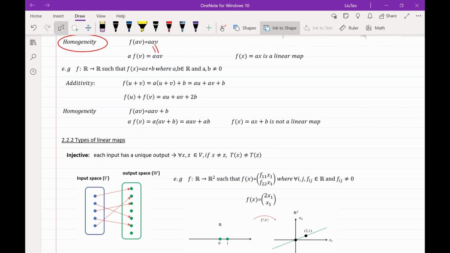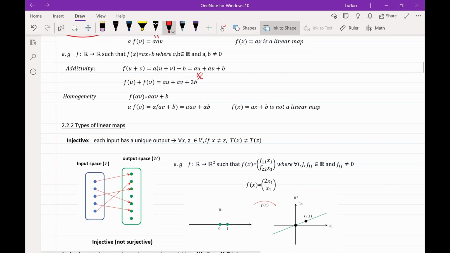For the second example, we have a function from R to R such that f(x) is equal to ax plus b, where a and b are real numbers and a and b are not equal to 0. For additivity, we do the same thing. We check f(u plus v) is equal to a times (u plus v) plus b, which is equal to au plus av plus b. And f(u) plus f(v) is equal to au plus av plus 2b. So the left side is not equal to the right side. So this map doesn't satisfy additivity.